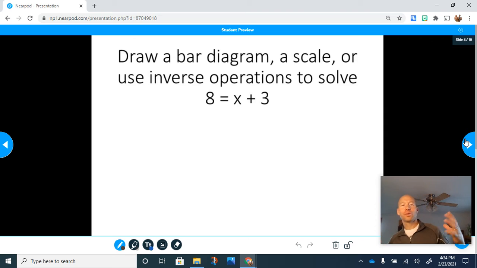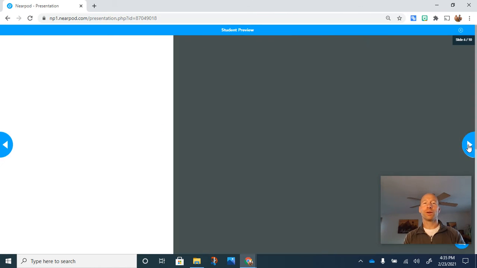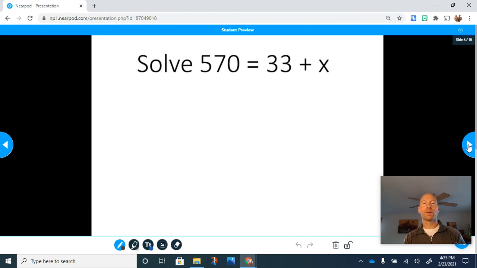We can solve it no matter what side of the equation everything is on. If we have 8 equals x plus 3, what do we need to do? Yeah, we need to subtract the 3 from both sides of the equation.